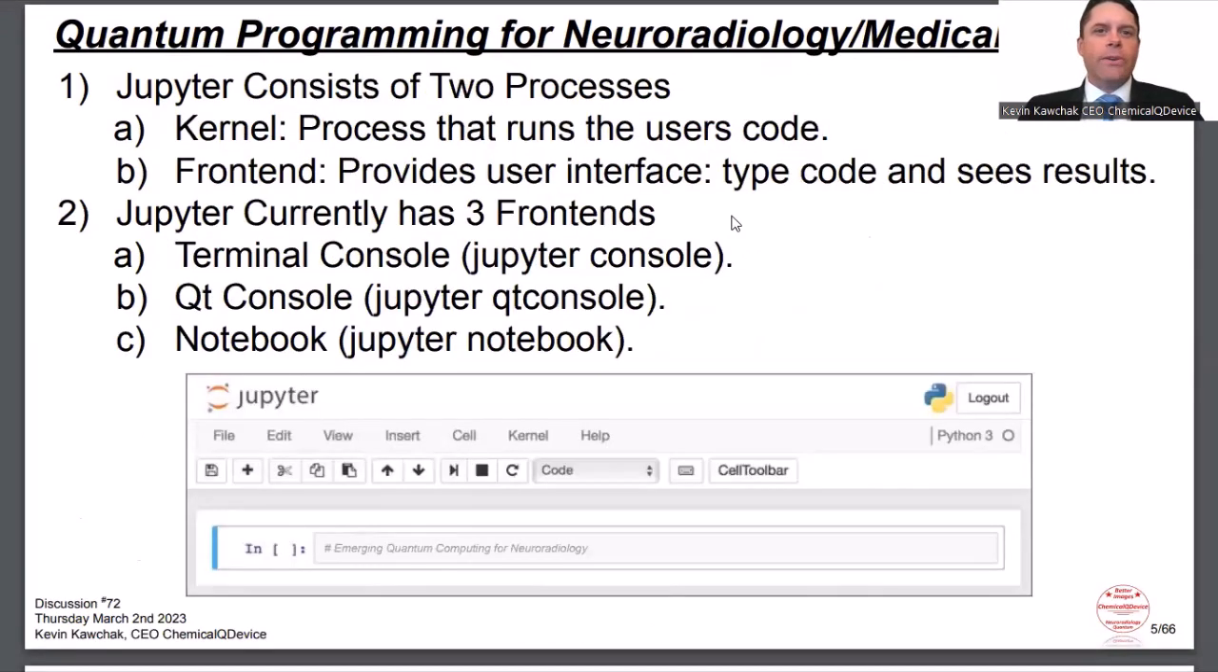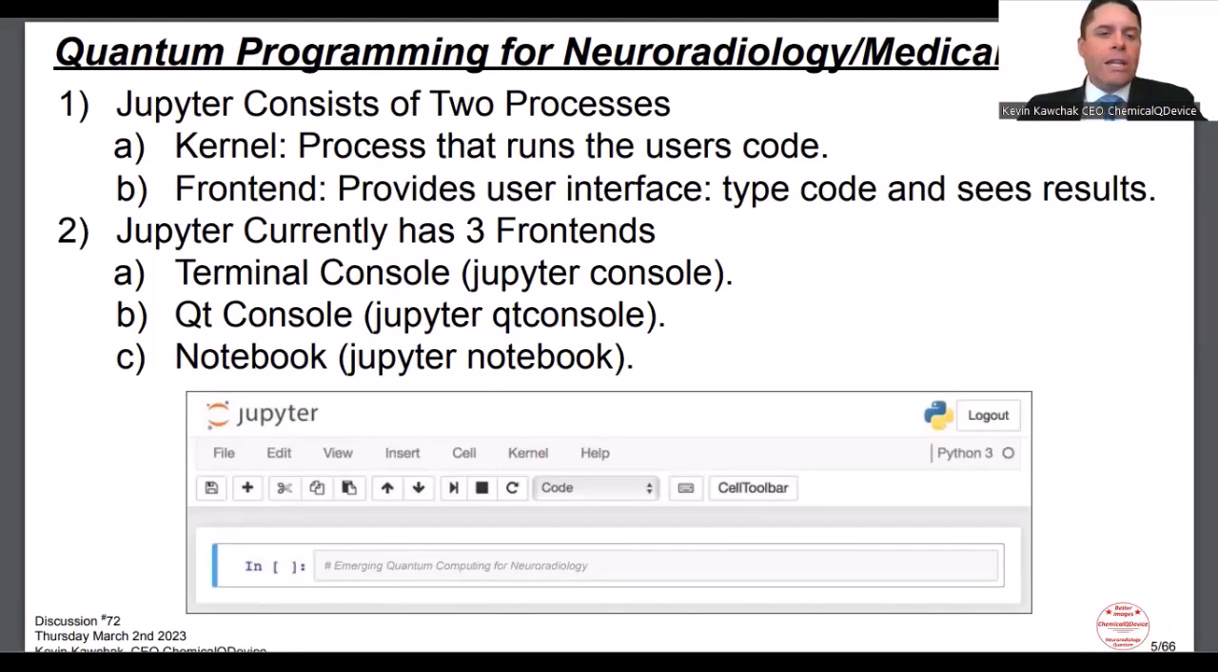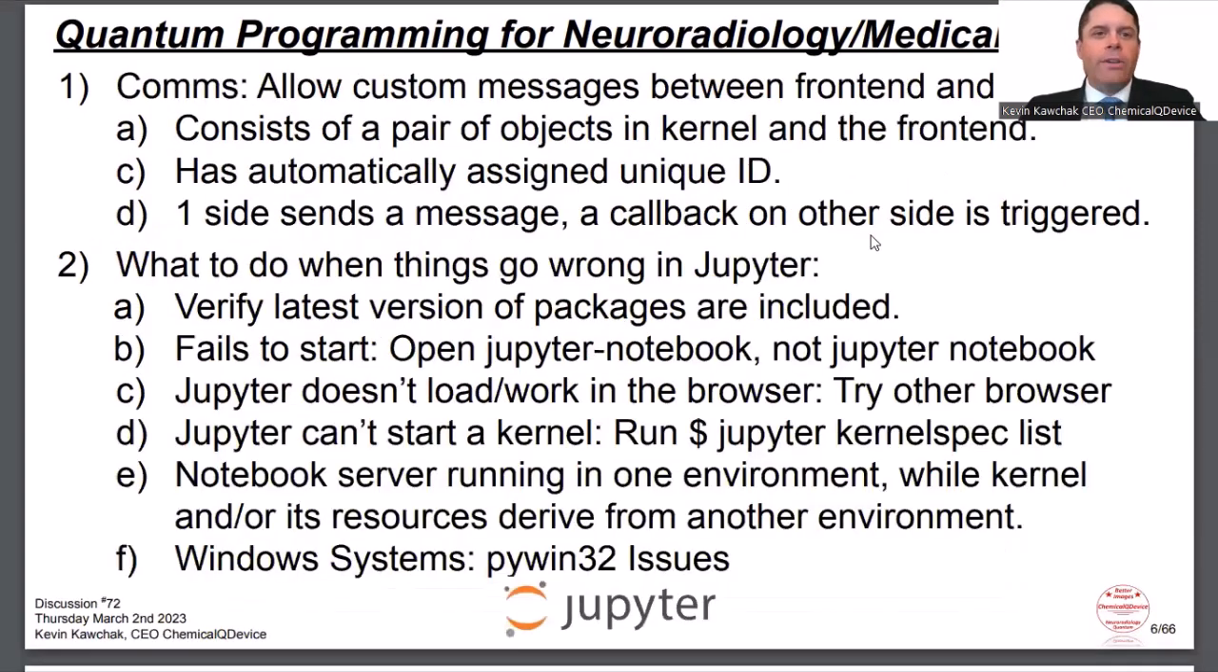And in specific, you have a kernel. So the kernel runs the user's code, and then you have 3 different front ends with this. So this is what a typical Jupyter Notebook looks like. I'm assuming this is opened up in Google Chrome. So you'll have a terminal console, a Qt console, and then a notebook as well. So the Jupyter Notebook. And again, you can upgrade to, or you could choose to use, Jupyter Lab. It's a little bit heavier, but it gives you other functionalities.